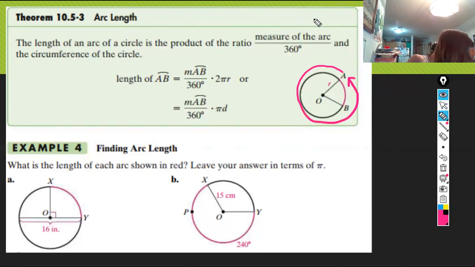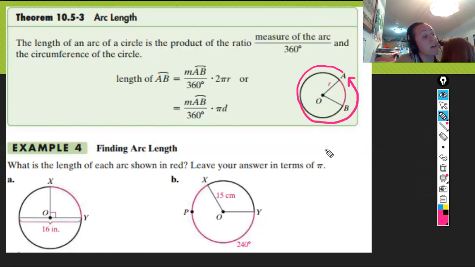So what you guys are going to do is write down this formula. You're going to take the arc measure and divide that by 360, and then you're going to multiply it by the circumference of the circle. That's what you do.